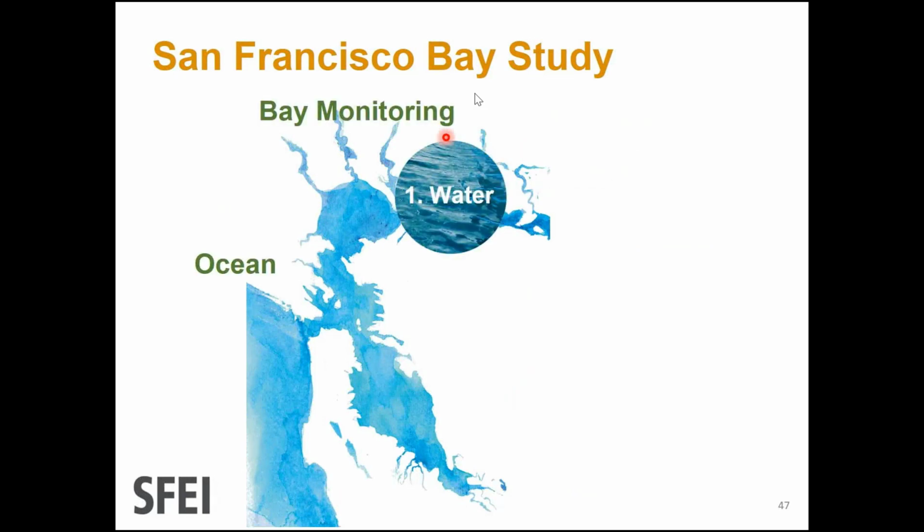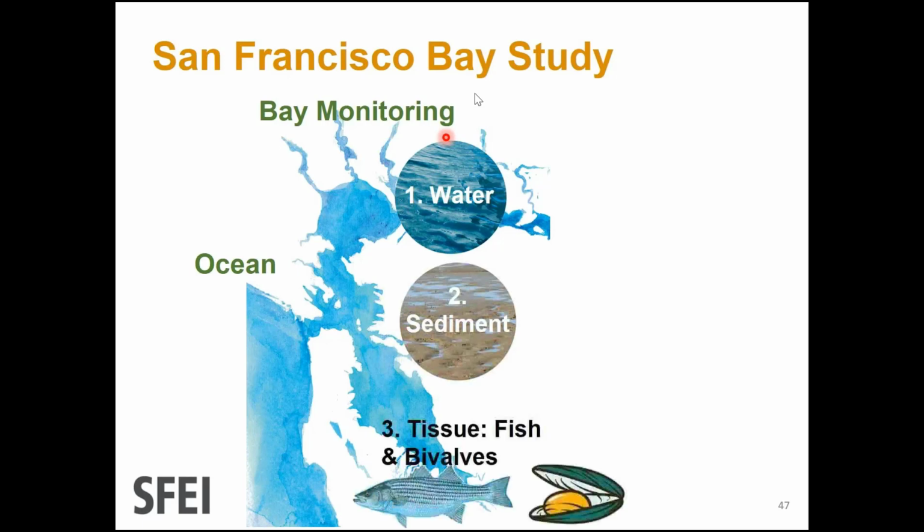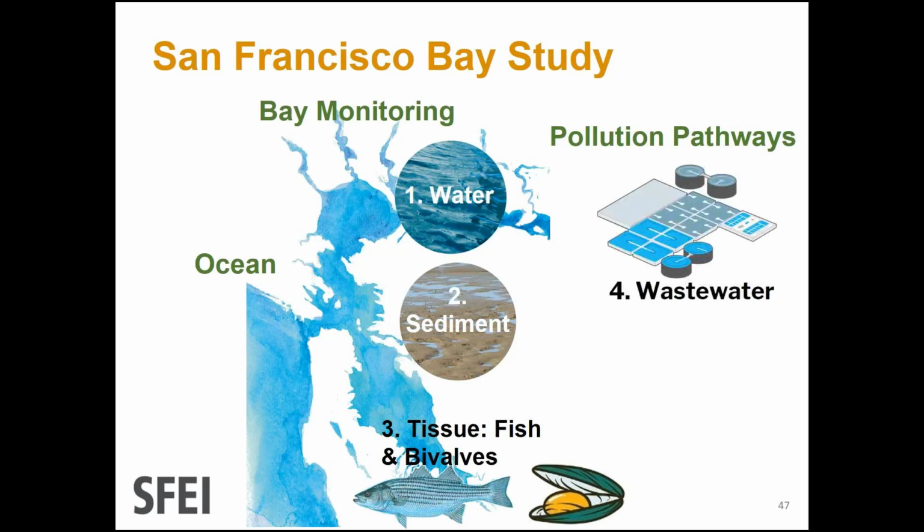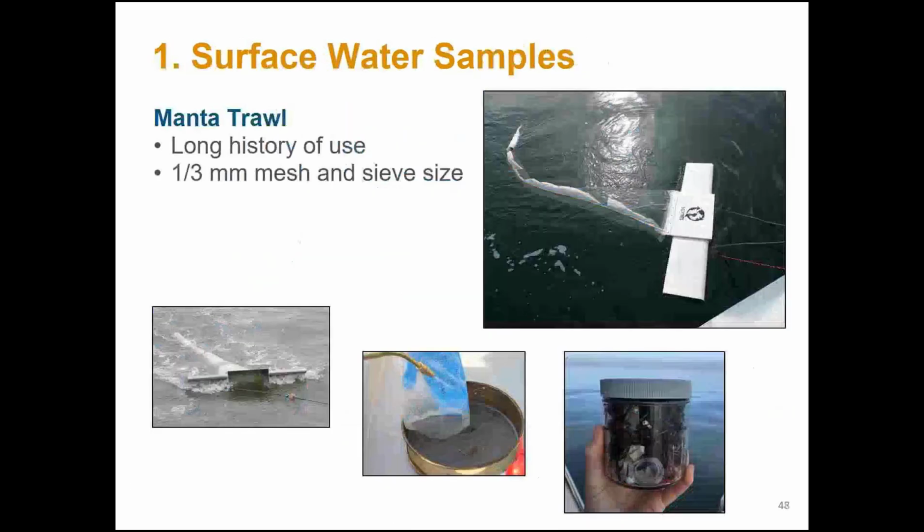For our San Francisco Bay study, we collected a variety of matrices, and so I'm going to be talking about our field collection methods for each matrix, including the surface water samples, sediment samples, tissue samples, including the fish and bivalves, and pollution pathways, wastewater effluent samples, as well as our stormwater samples. So I have these numbers so that you can follow along as to how far along we are in the presentation.